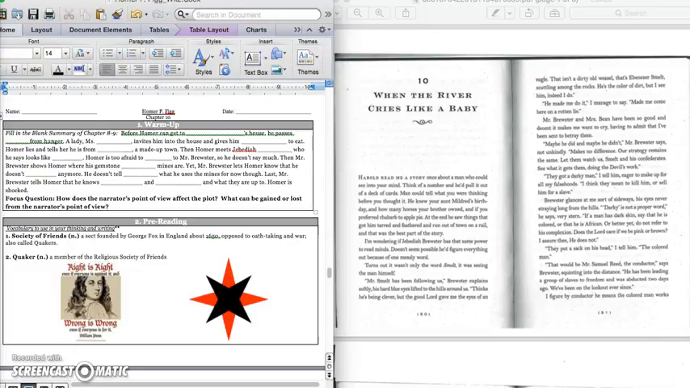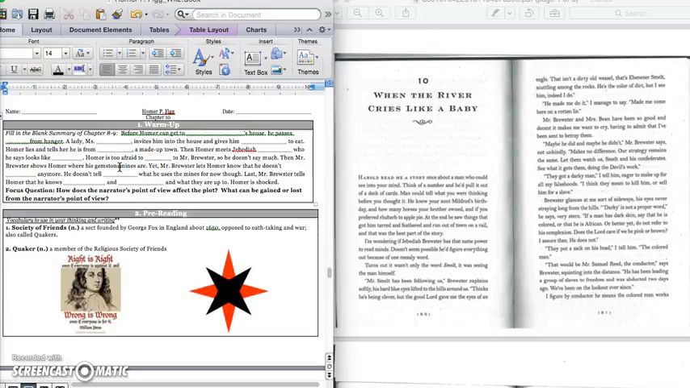Then Homer meets Jebediah Brewster, who he says looks like God. Homer is too afraid to lie to Mr. Brewster, so he doesn't say much. Then Mr. Brewster shows Homer where his gemstone, that shouldn't be a blank, where his gemstone mines are.